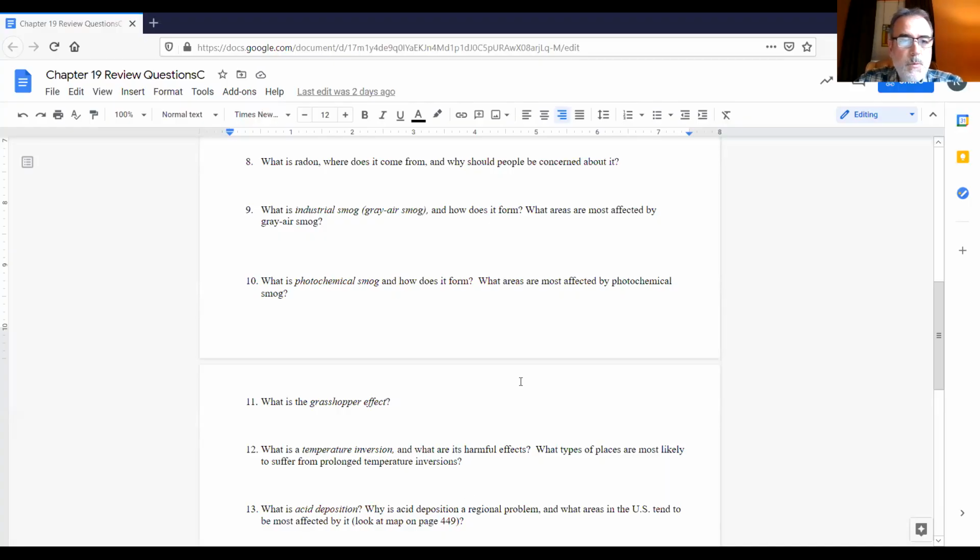All right, number 9 says, what is industrial or gray air smog? And how does it form, and what areas are most affected by gray air smog? So notice number 10 says, what is photochemical smog? So we're talking about 2 different types of smog. So 9, industrial or gray air smog. Guess the color of gray air smog. Gray, right? Which is different from 10, photochemical, which is a brown. But all right, so let's stick with 9, the industrial gray air smog, and what areas are most commonly affected by it. And here we go.